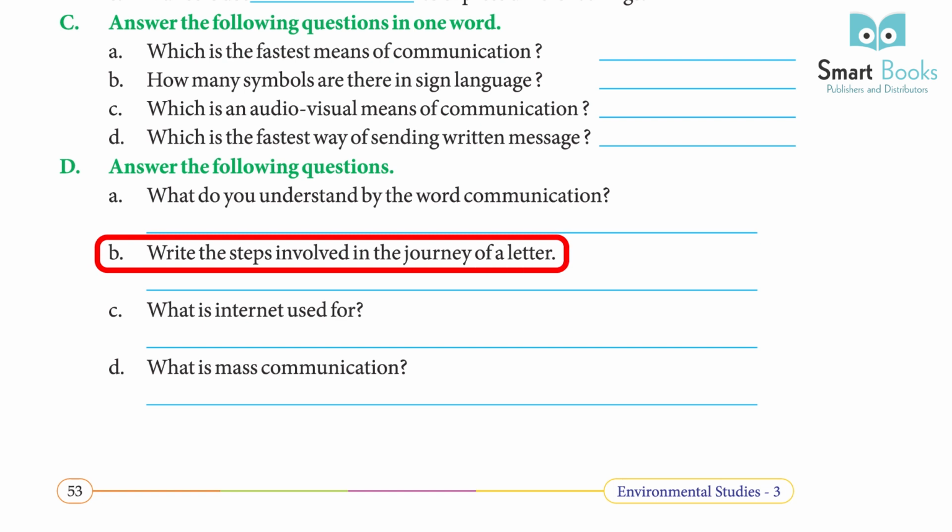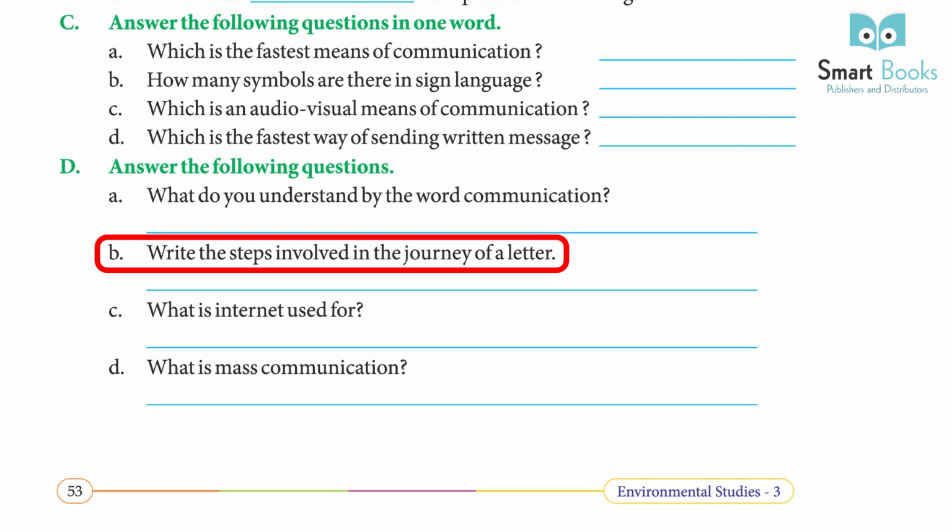Answer: 1. We write the letter on plain paper and put it in a stamped envelope. 2. Then we write the address of the person to whom we want to send the letter. 3. Now drop the letter in a letter box. 4. The postman collects letters from the letter box. 5. He takes the letters to the post office where they are stored according to the states and cities. 6. Letters are put in different bags and sent to specific states and places by trains and aeroplanes.